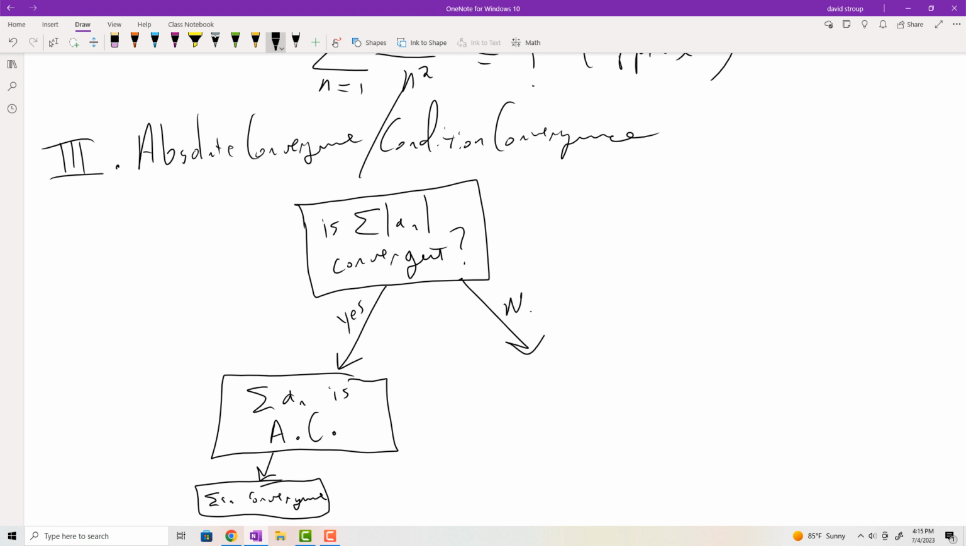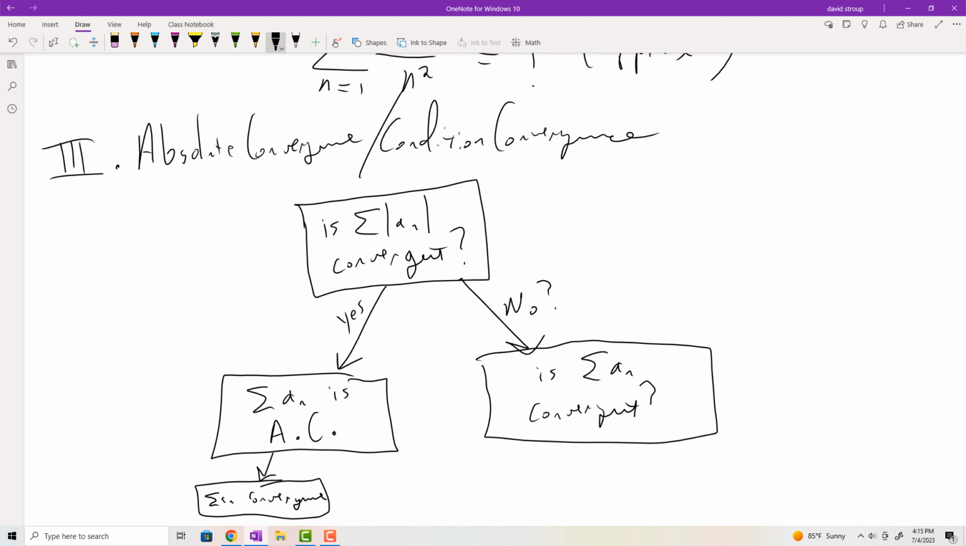If not, then we have to do additional testing. So you go back to the original series and work with that. And if that thing is convergent, it's conditionally convergent. I'll just write CC. Otherwise, it's divergent.